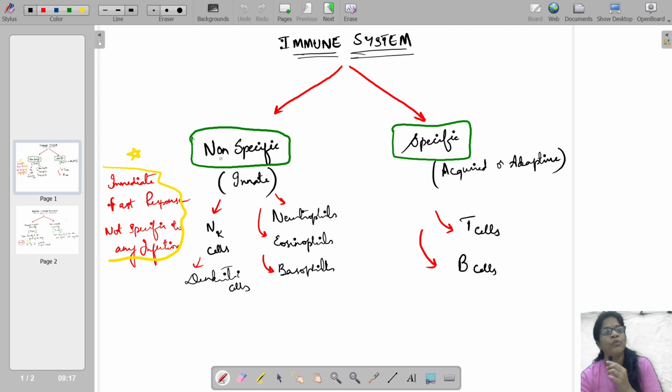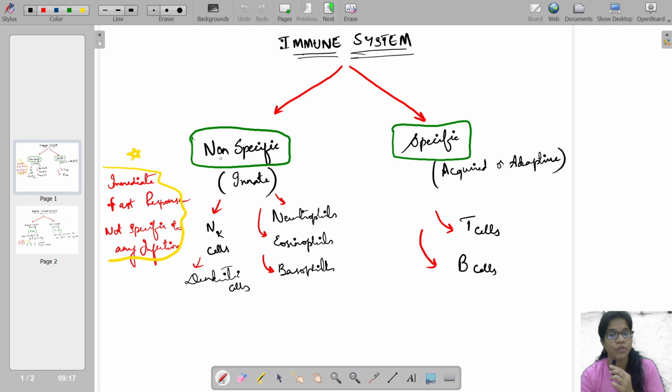In any case, I will go into depth about T and B cells separately in each and every class, because I can't cover everything in one class. So remember, T cells and B cells are the acquired immune system, and all the remaining neutrophils, eosinophils, basophils, natural killer cells and dendritic cells come under the non-specific immune system.